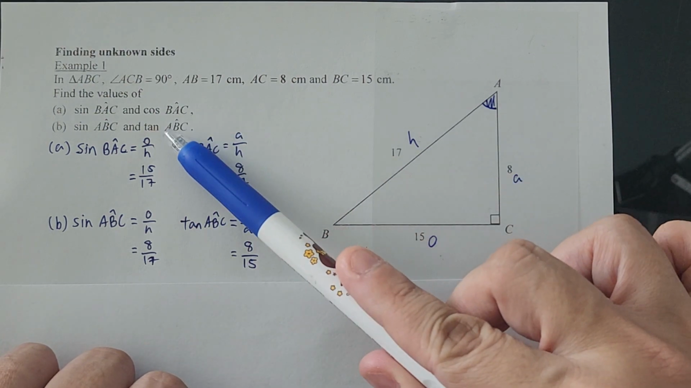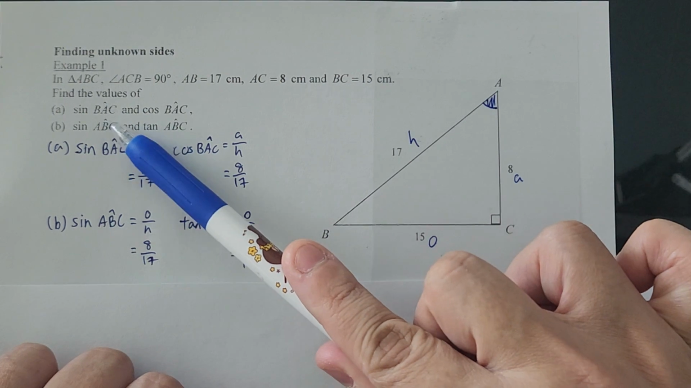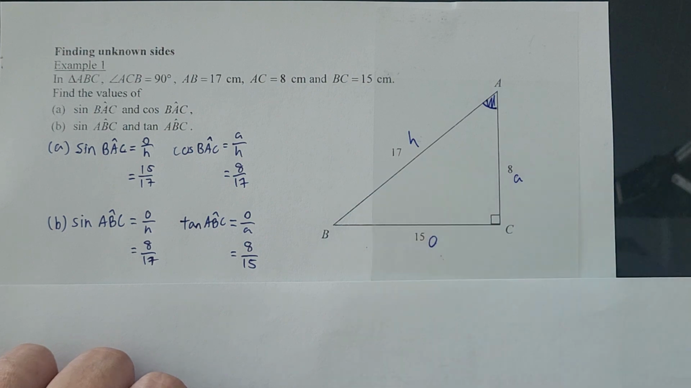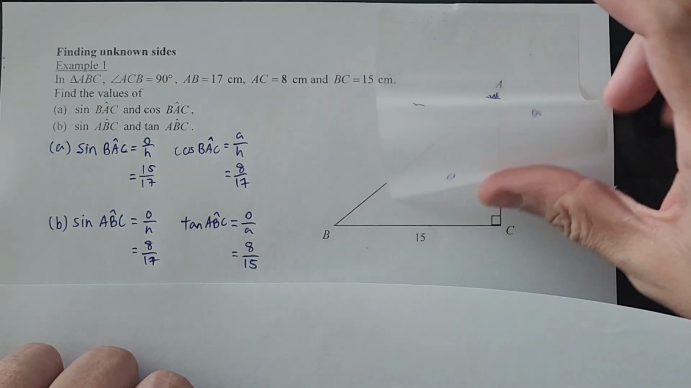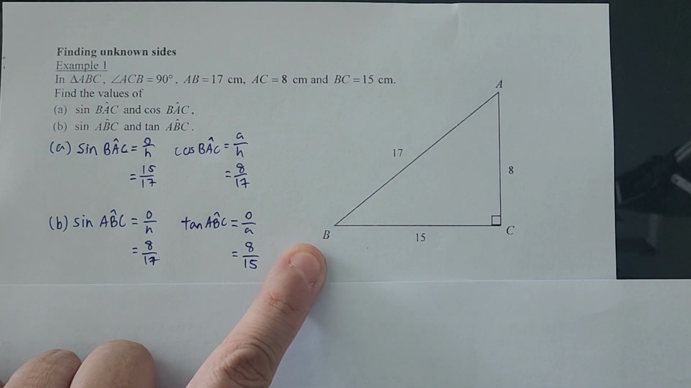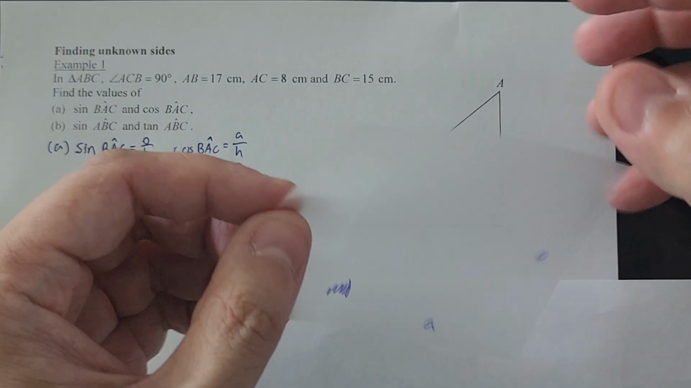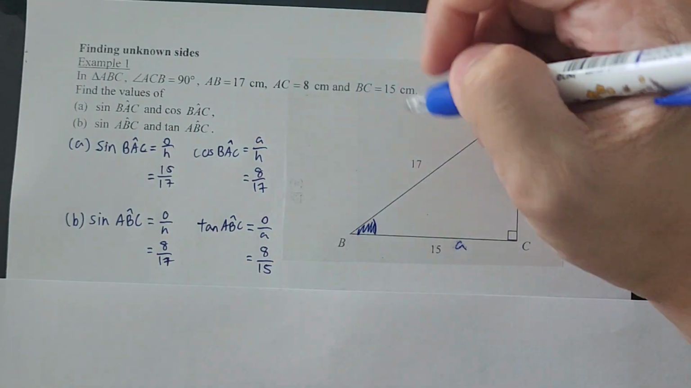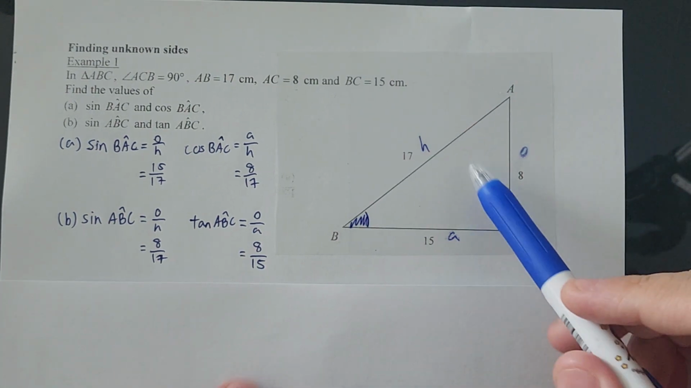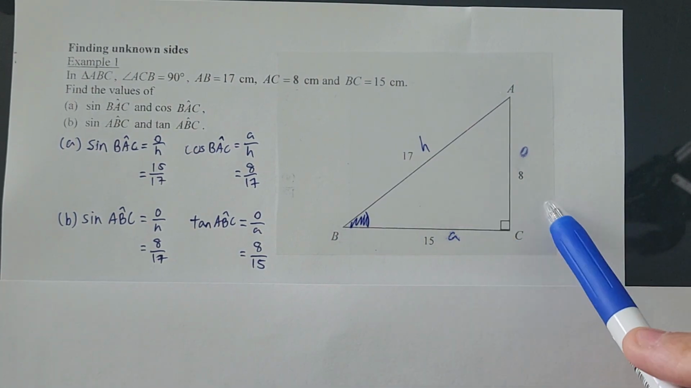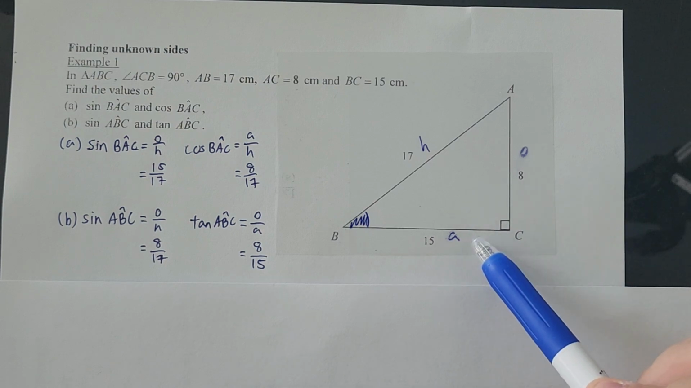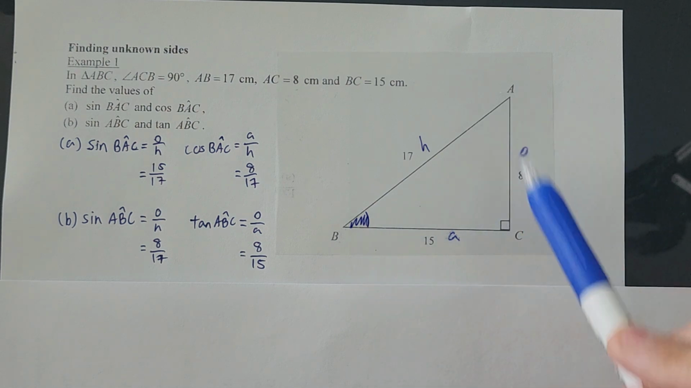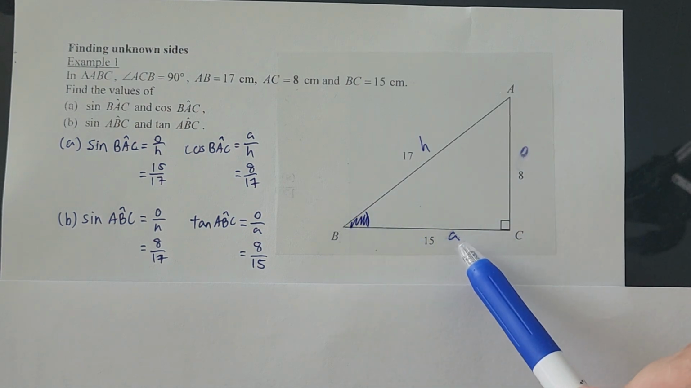Part B. Now part B is sine angle ABC. So angle ABC is this angle already. If it's this angle, my labeling of the triangle will need to be done again. I cannot use this anymore. I have to label my triangle ABC again. The hypotenuse does not change, but the O and A, if you notice now, they switch place. With reference to this angle, my AC is my opposite, my BC is now my adjacent.